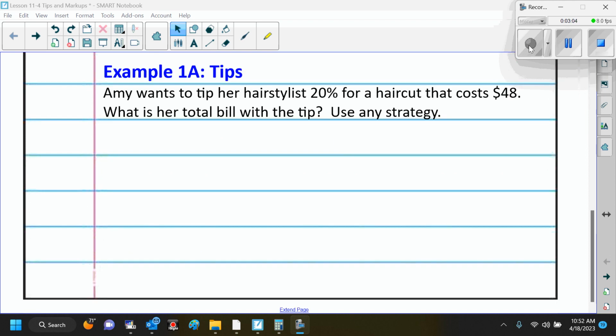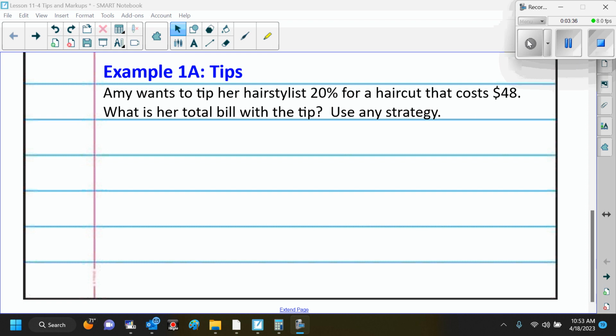All right, so example 1A is tips. Amy wants to tip her hairstylist 20% for a haircut that costs $48. What is her total bill with the tip? Okay, now remember, what I want you to do is start this question by simplifying it by writing a what number question. So, what is a what number question you can come up with for this problem?